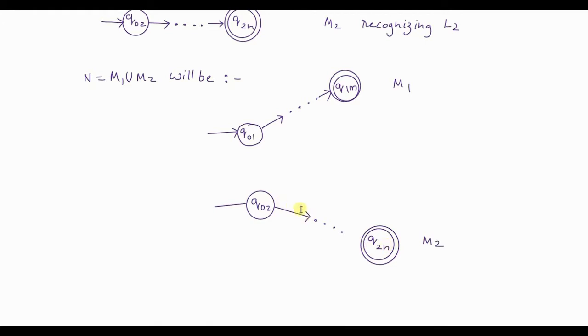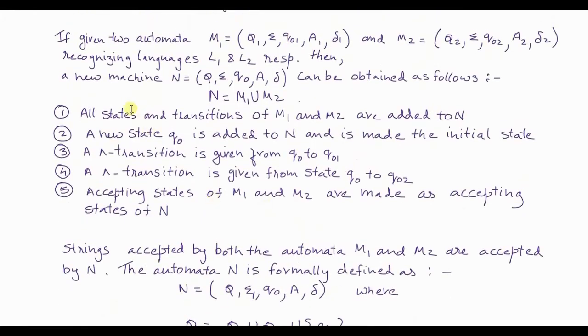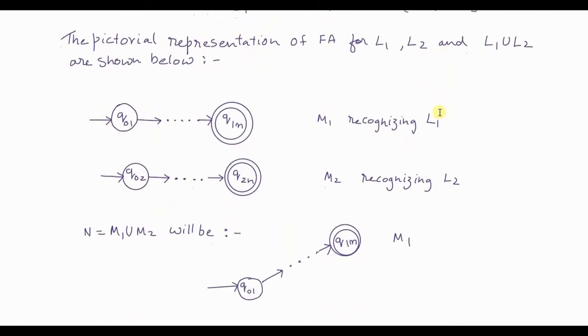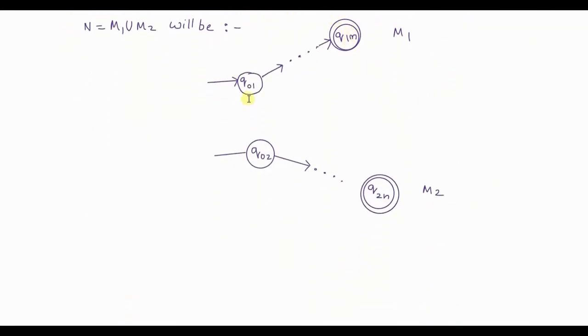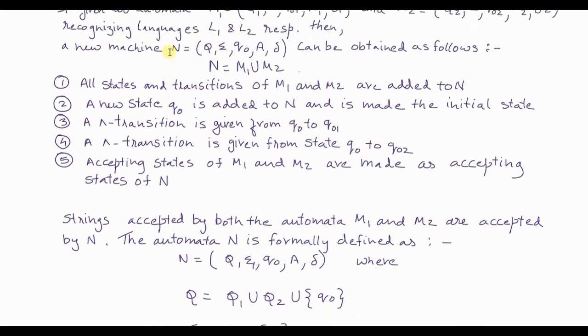So N will be such that in the first step, all the states and transitions of M1 and M2 are added to N. What I have done is take the entire automata M1 along with its states and transitions, and the entire automata M2 along with its states and transitions, and I am assuming that they are added to N. N is the resultant automata, which is the union of the first automata and the second automata. Okay, so the first step is over.